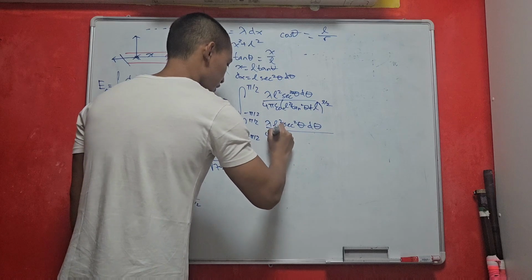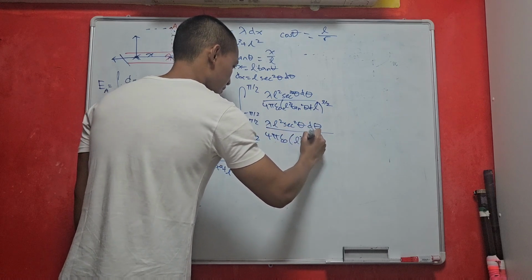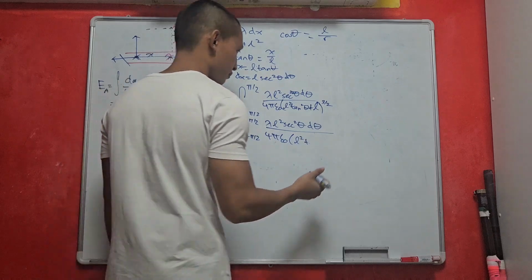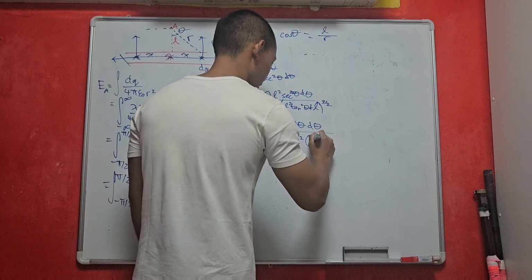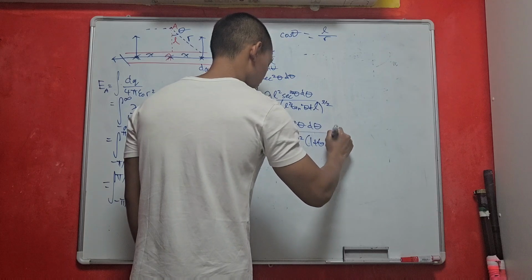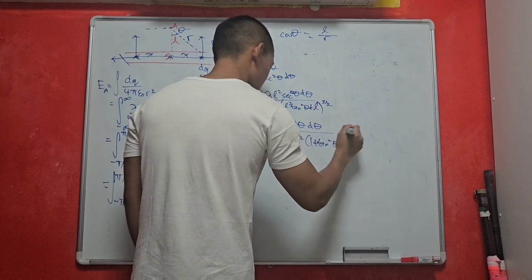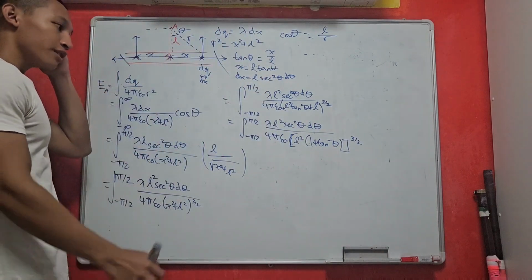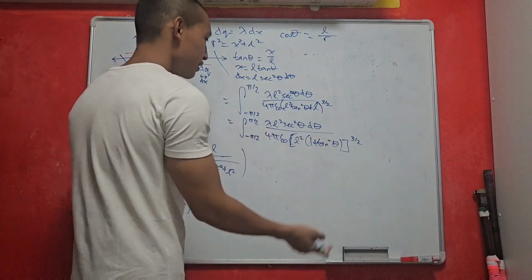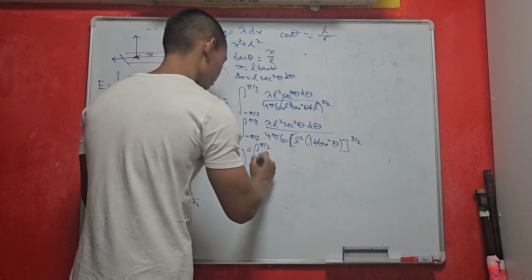And this will just be simplified to, over 4 pi epsilon naught, L squared times one plus tangent squared theta, to the 3 over 2. Okay, now take a look at this. 1 plus tangent squared theta is just secant squared theta, am I right? So let's simplify this even further.